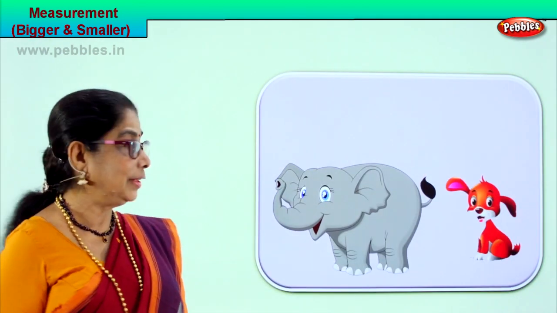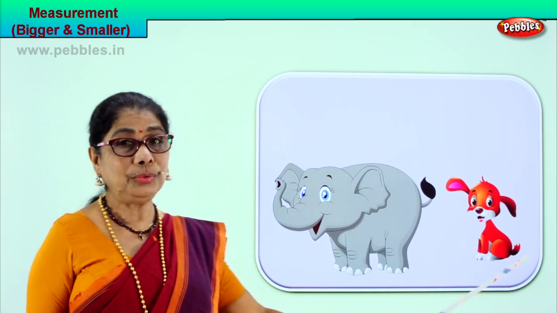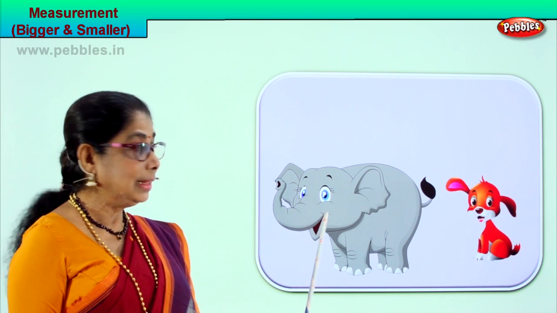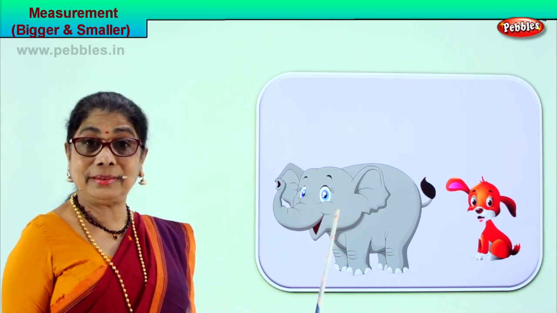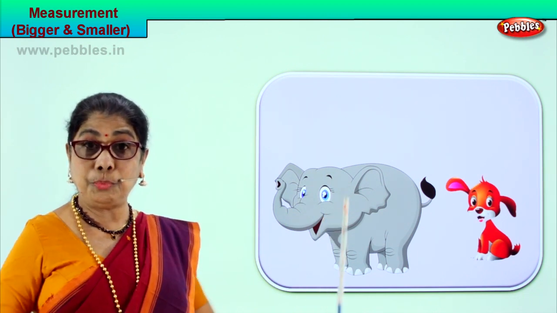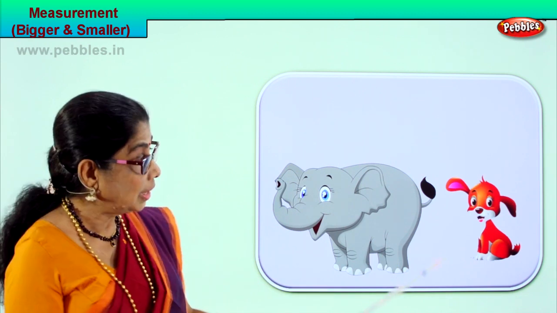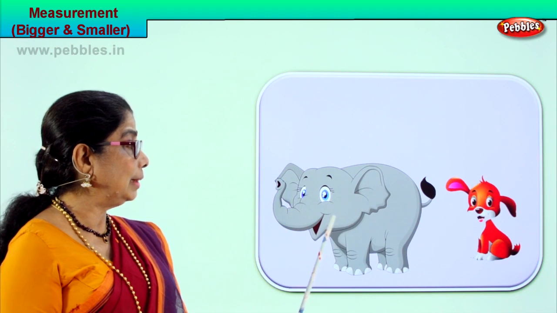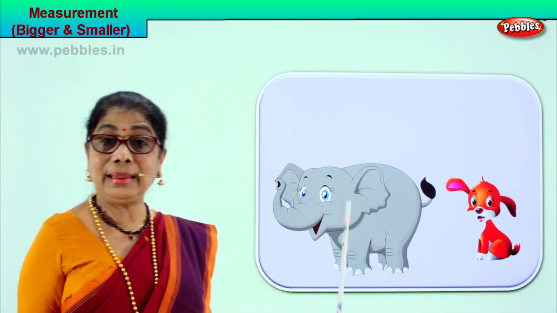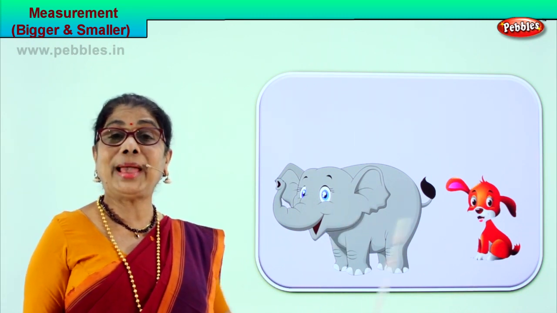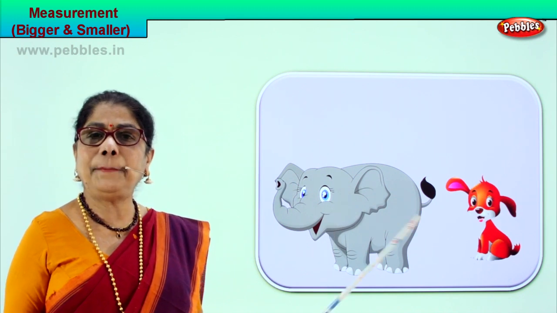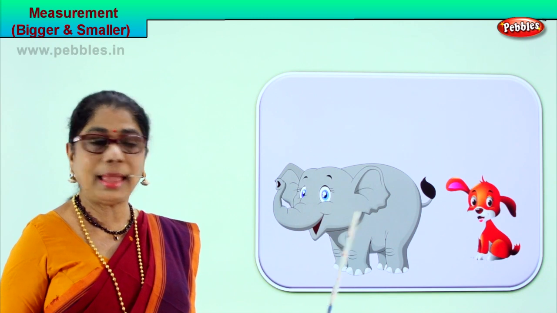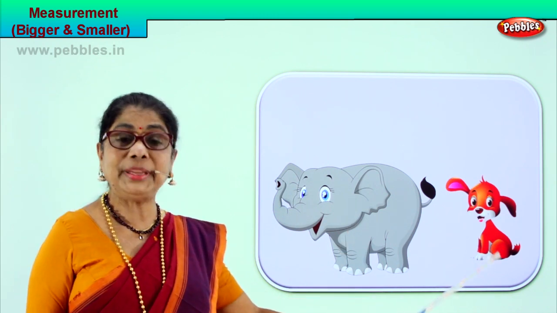Look what we have here. We have two little and big animals. What is this? This is an elephant. Elephant is big and huge. And what is this? Here's a little puppy sitting and looking at the elephant. We are comparing two animals. Which is the bigger animal? Elephant. Elephant is the bigger animal. And the little puppy is smaller.